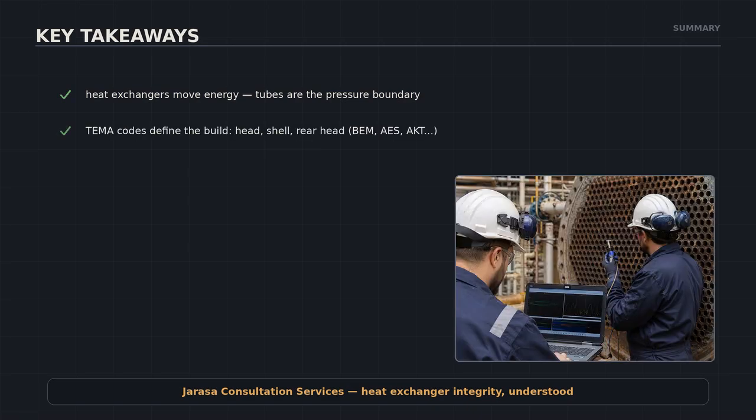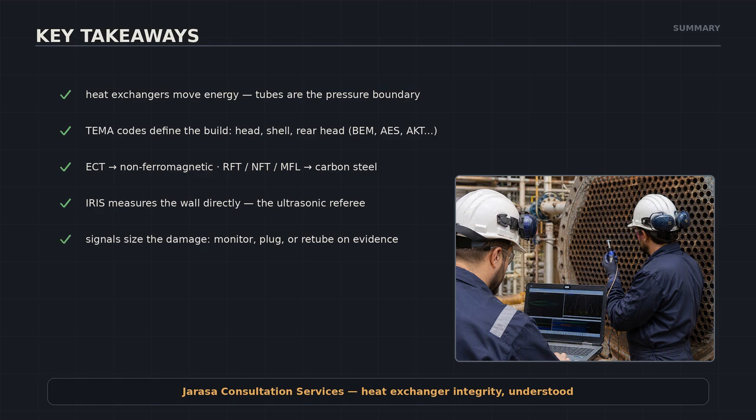The takeaways. Thin tubes are the pressure boundary, and TEMA codes define the build. Match the NDT to the material, ECT for non-ferromagnetic, RFT, NFT, or MFL for carbon steel, and IRIS when you need the absolute number. Trend every run.